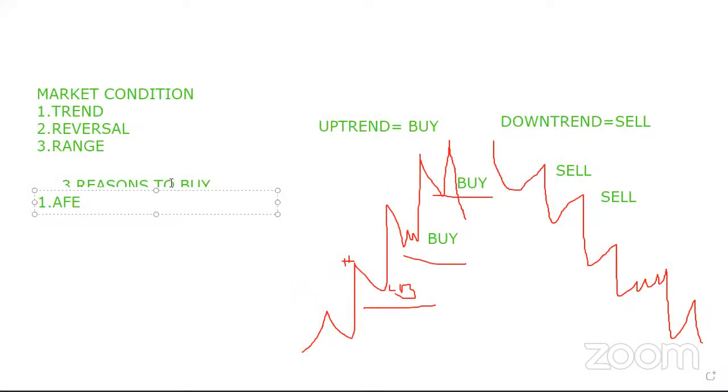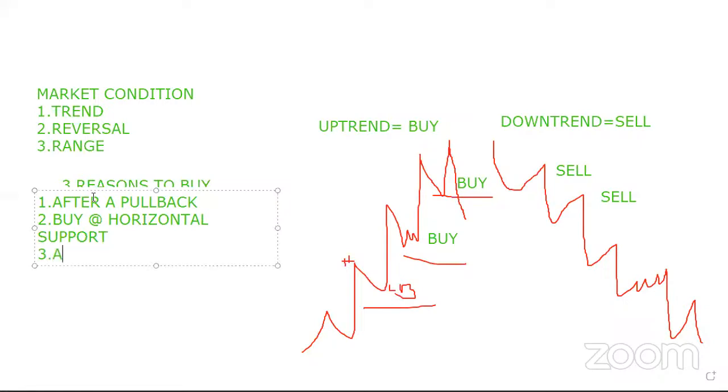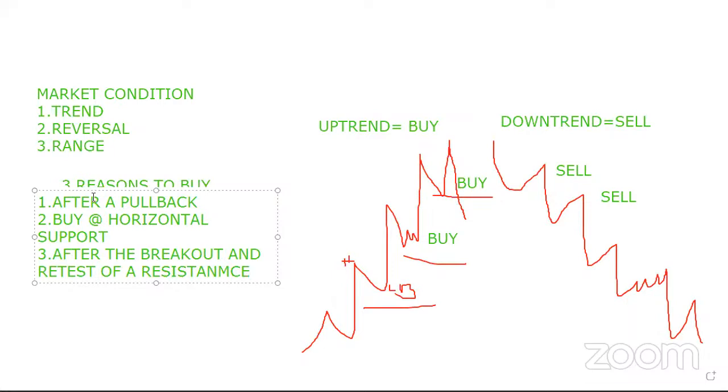We can buy after a pullback, or we can buy at horizontal support. Then you can also buy after the breakout and retest of the resistance, breakout and retest of a resistance, right?